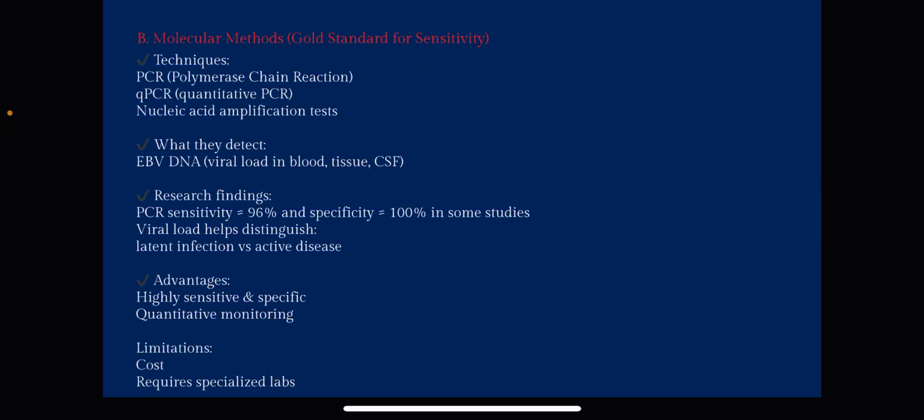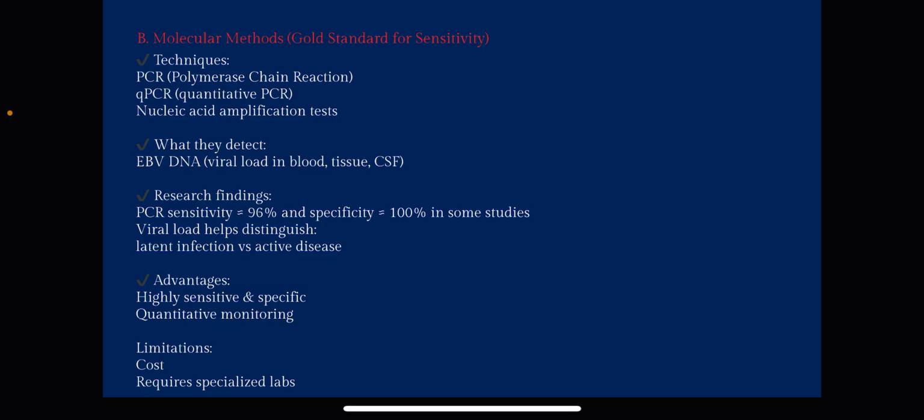Now let's see the second method, which is the gold standard for sensitivity. These are molecular methods. The techniques are polymerase chain reaction, quantitative polymerase chain reaction, and nucleic acid amplification test. What do they detect? They detect the Epstein-Barr viral DNA, that is, the viral load in blood, tissue and cerebrospinal fluid.